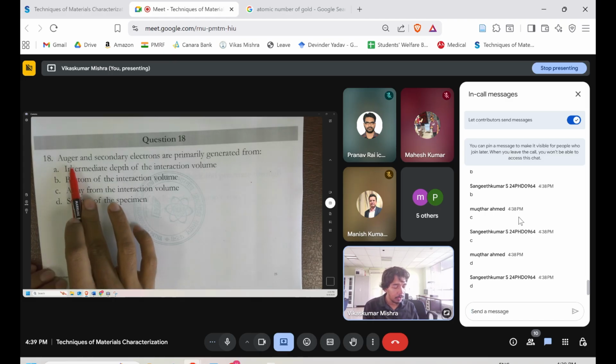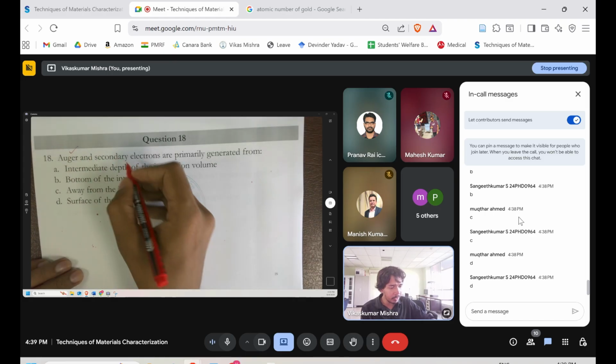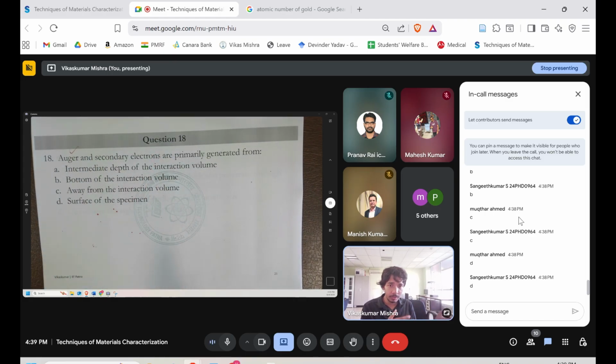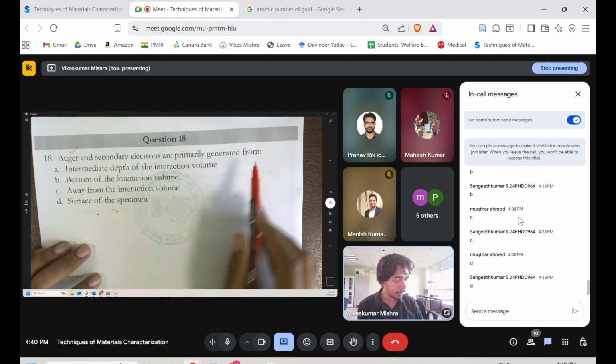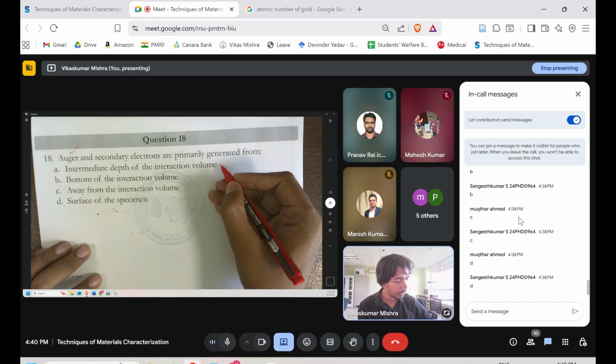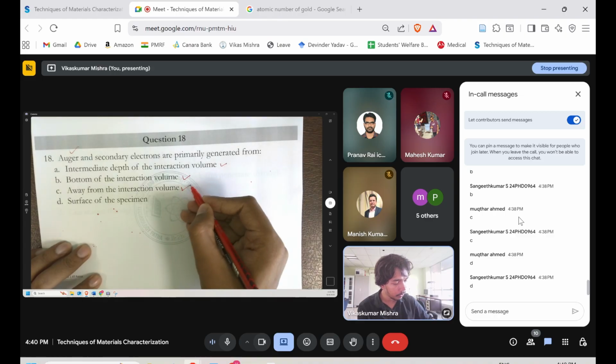Auger electron, secondary electron. Again, I will tell you about Auger electrons and secondary electrons. We are going to discuss to a large extent in what case Auger electrons are used, under what condition more Auger electrons will be there, and what the effect of Z on the Auger is. Right now, let's talk in a very general way about what is happening. Auger and secondary electrons are primarily generated from the surface of the specimen, away from the bottom of the interaction volume.